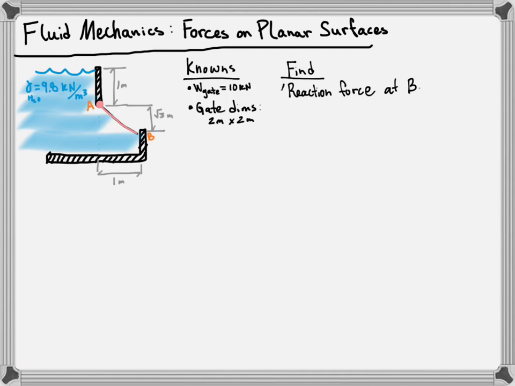So here we go. Over on the left hand side here we have a water retention system, and we're primarily going to focus on this pink gate here that's composed of a hinge at A, and it's being held in place by a retaining wall at B. We want to focus on finding the reaction force at B that's holding it in place. The gate's weight is 10 kilonewtons and its dimensions are 2 by 2 meters.